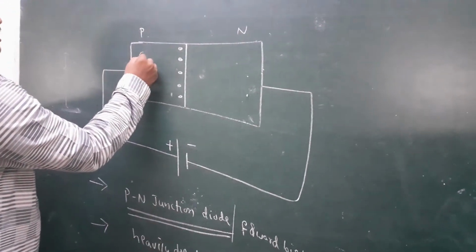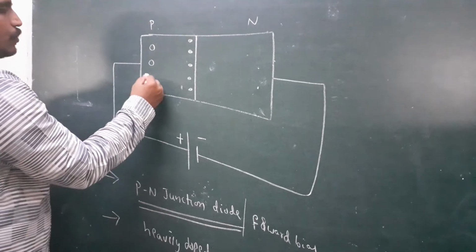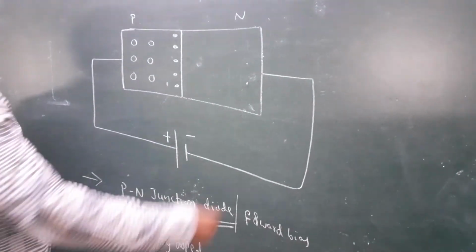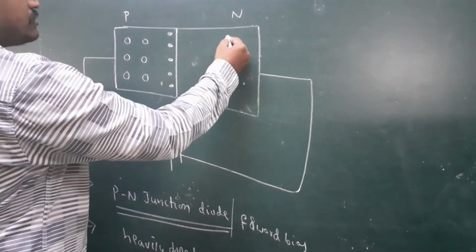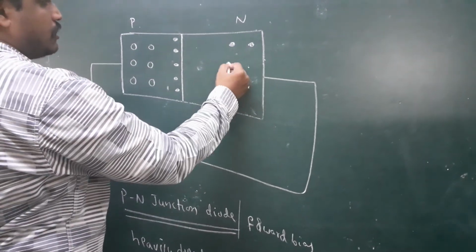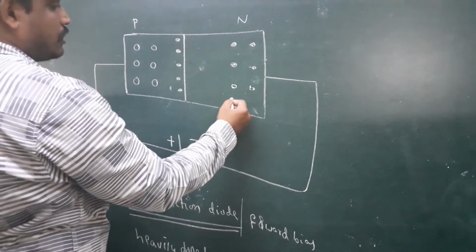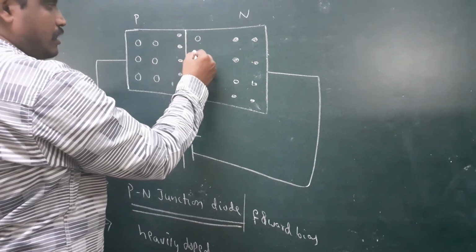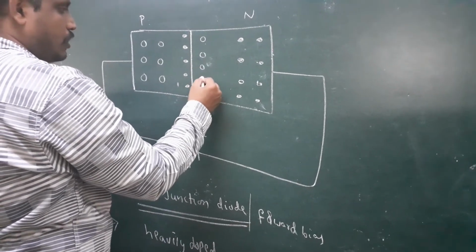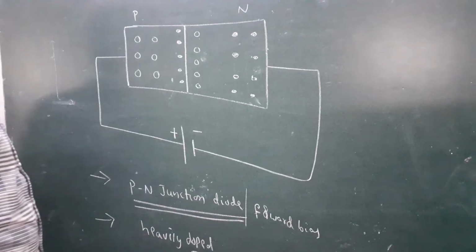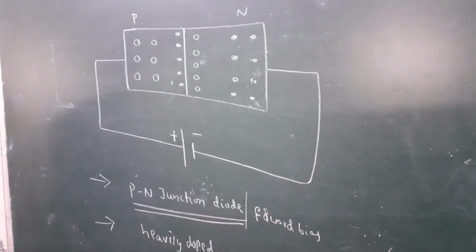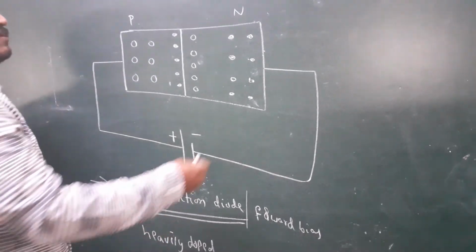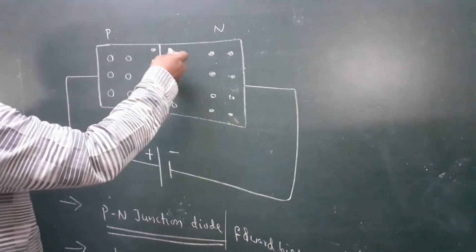What is the majority in the p-type? Holes. What are the majority charge carriers in the n-type? Electrons. What are the minority charge carriers in the n-type? Holes. Once again, I repeat: in the p-type, the majority is holes and the minority is electrons. In the n-type, the majority is electrons and the minority is holes.